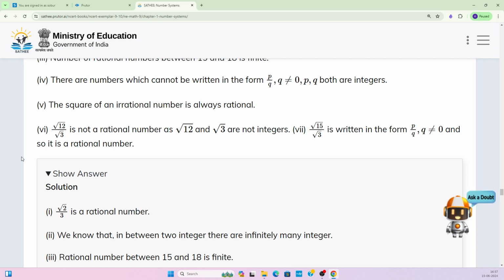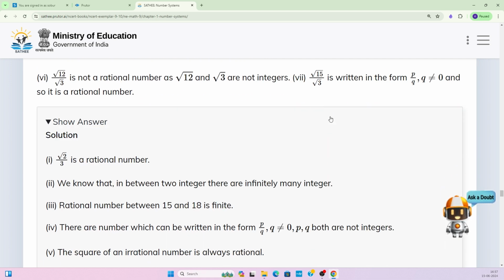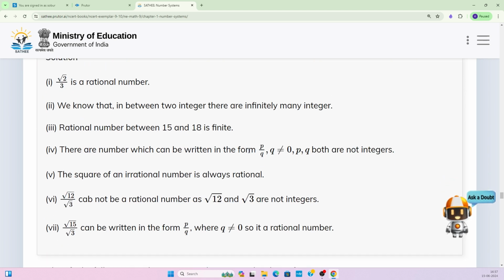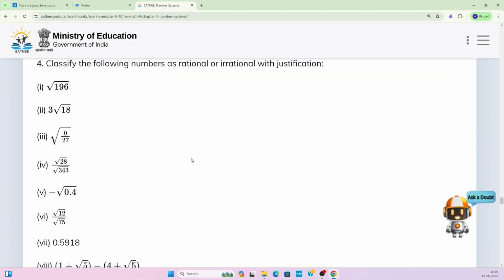Okay, so this is a rational number. Root 15 by root 3 is actually root 3 into root 5 by root 3, that is equal to root 5, and this is an irrational number. So root 15 by root 3 cannot be written in the form p over q. Okay, so now let us move to the next problem.